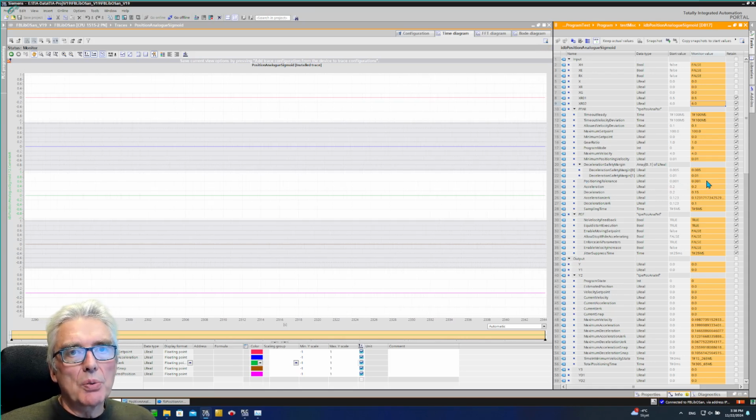Positioning tolerance is what we're aiming for, in units. Acceleration is in units per second squared. Deceleration, units per second squared. Jerk is units per second cubed. And sampling time is the rate or frequency at which this program is executing. Now it's 5 milliseconds.